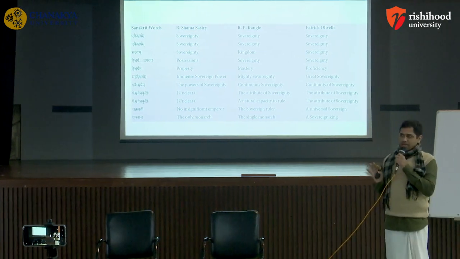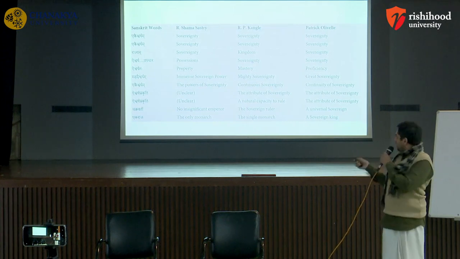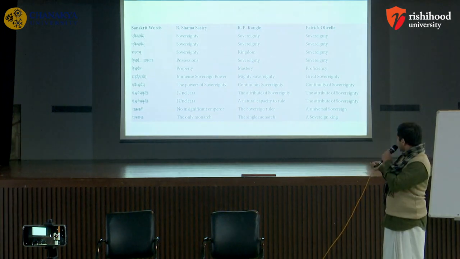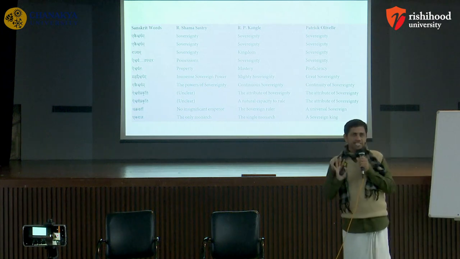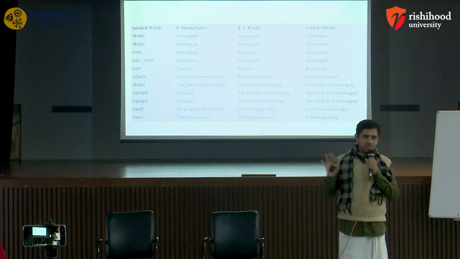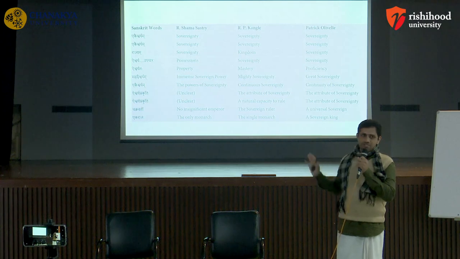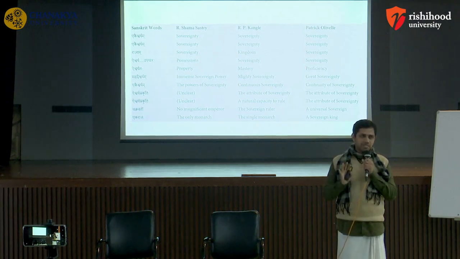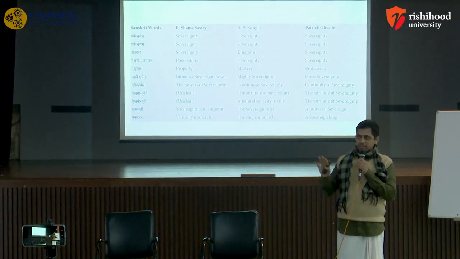So we can say the word Aishwarya has been translated as sovereignty. Ekaishwaryam, sovereignty, and Ekaishwaryam, Aishwarya. Here, these two translated it as sovereignty. And Mahadaishwarya, again, sovereign power. Ekaishwarya, again, sovereignty. So again, here also Aishwarya. Though there is no consistency between all these translators, the word Aishwarya has been translated as sovereignty in all these translations.